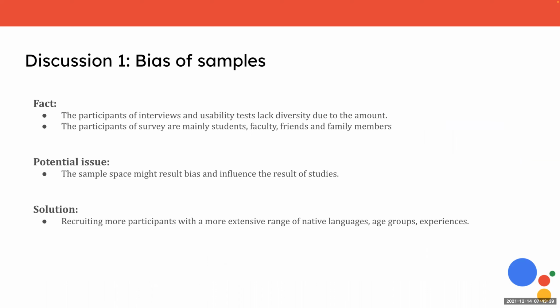For the discussion part, the team has 2 points to address with the clients. The first one is the bias of samples. The team conducted 5 interviews and 5 usability tests with participants who are not covering most of the target users. For the survey, the team got 78 responses, but the feedback is mostly from students, faculty, friends, and family members, which can also lead to a bias of samples. The sample spaces of the studies could result in a bias and influence the conclusion.